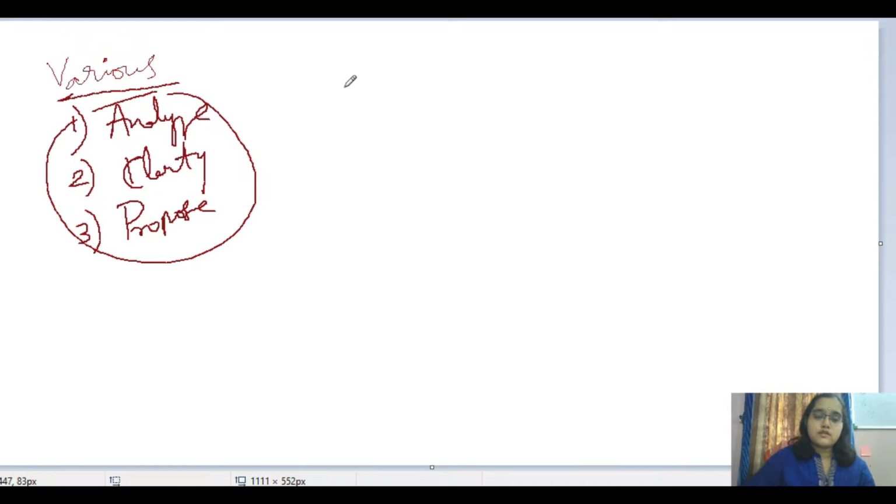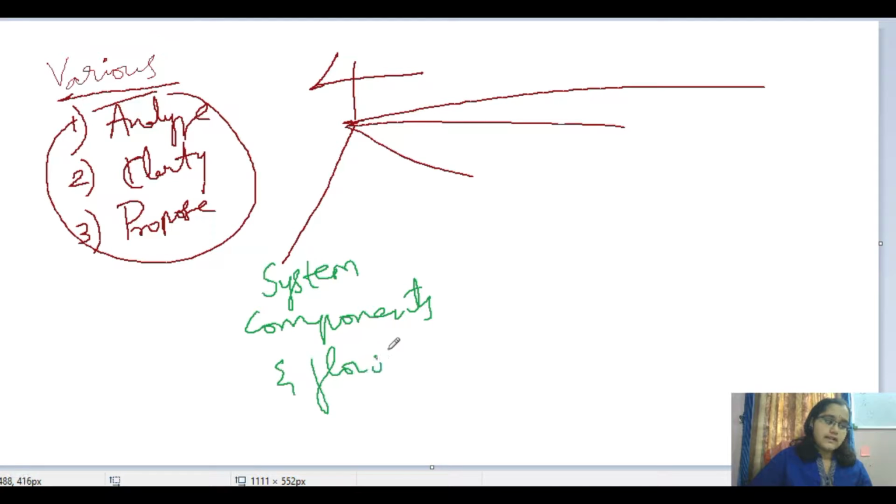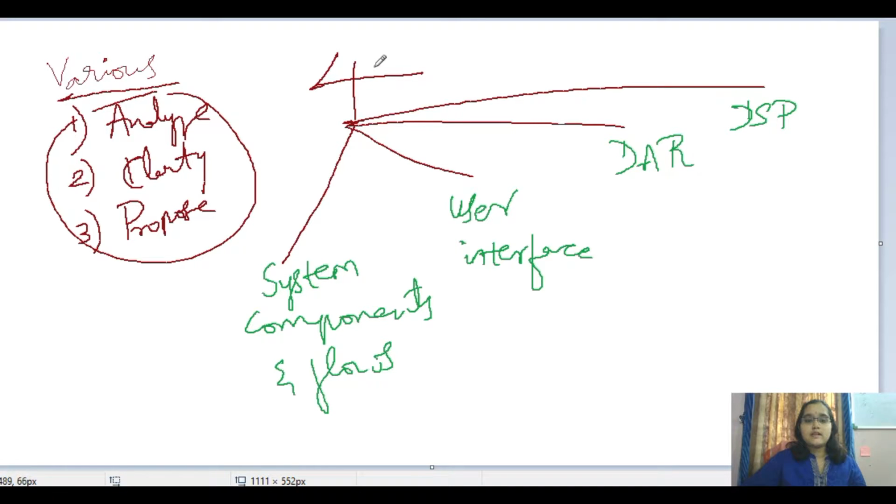Then the tools which are used are classified into four categories. What are those four categories? Let us see now. First is system components and flows. Second is user interface. This is a classification; they are not the tools, these are classifications of the tools. Third is data attributes and relationship. Then the fourth one is detailed system process.